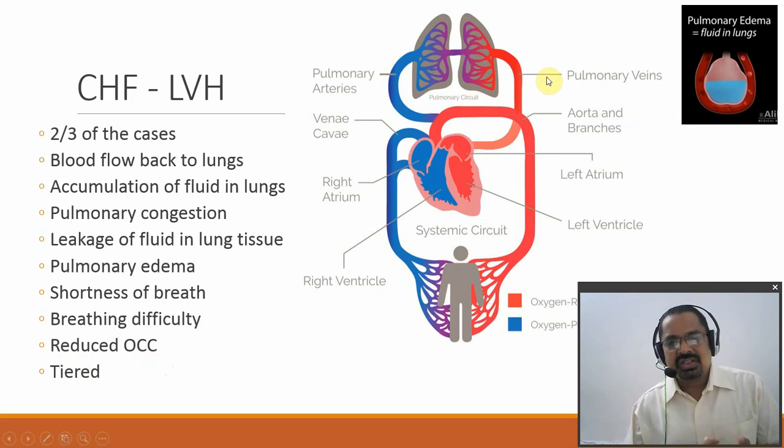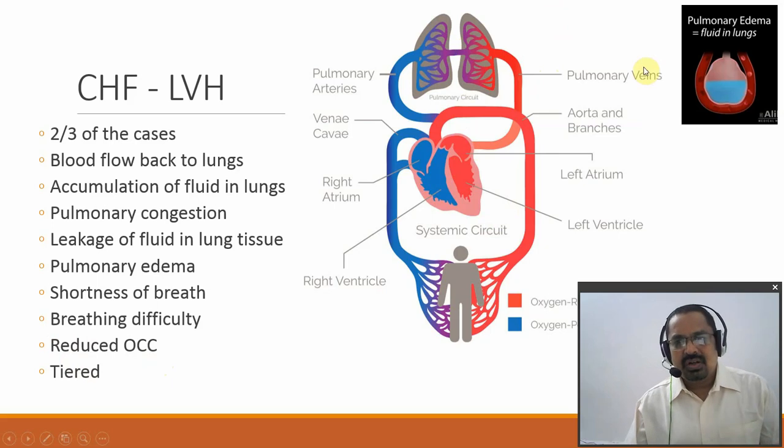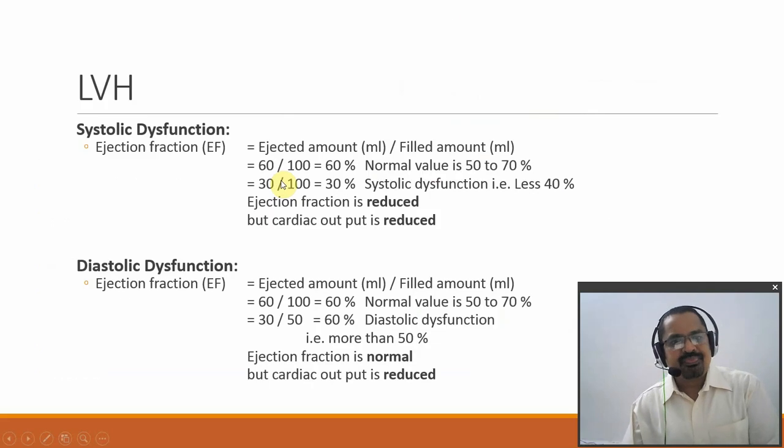So the brain is not receiving blood, the systemic circulation is not receiving blood, and this blood is pushed back to the lungs, which leads to leakage of blood and plasma inside the alveoli, and the lungs are affected. So this is what happens whenever there is a left ventricular hypertrophy.